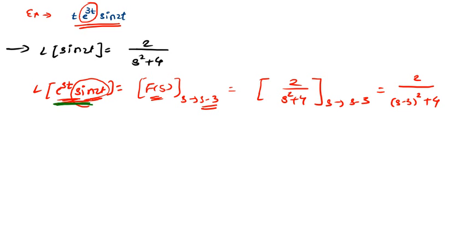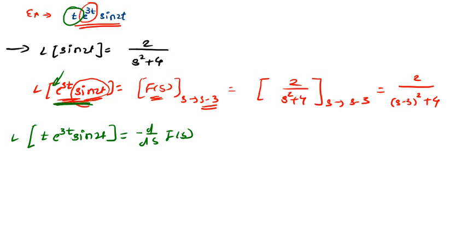Now insert this t here. So this will be L of t into e raised to 3t into sine 2t. What will be here? This will be minus d by ds of f of s. Now what is this f of s? This f of s is nothing but the Laplace of this term, and the Laplace of this term is known to us, that is 2 upon (s minus 3) square plus 4.